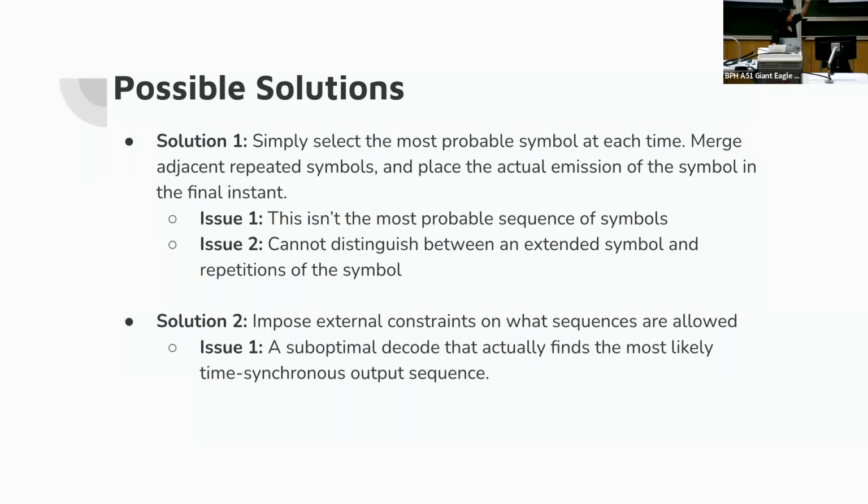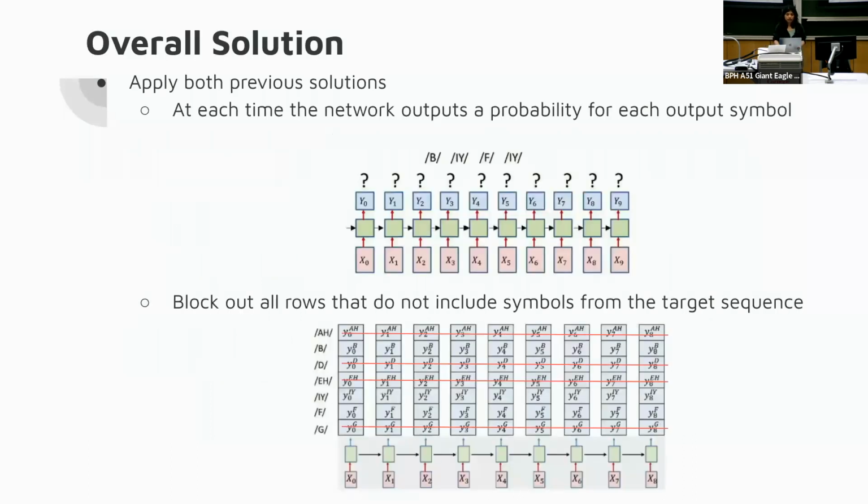Another thing is the problem of extended symbols, like HELLO and HELO. You won't be able to distinguish between those two if we just combine the repeated character sequences. The next solution is that we impose external constraints, because we know what the sequences should look like. If we can impose those constraints and use them to identify the correct sequence, this indicates beam search and sequential greedy search, and we will cover this later.